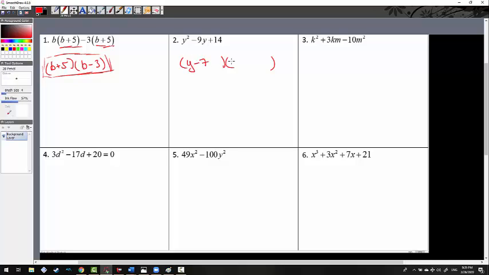Y minus 7 and y minus 2, because negative 2 times negative 7 would get you the positive 14, and negative 7 minus 2 would get you the negative 9. No worries, we're all good here.